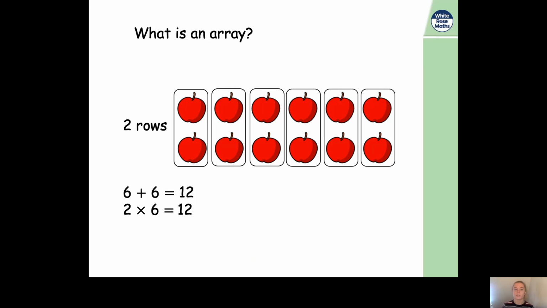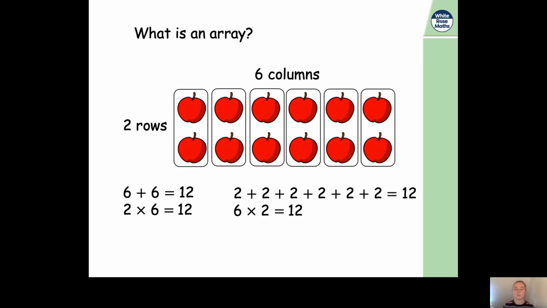So we're going to have to add 2 6 times. So it'll be 2 plus 2 plus 2 plus 2 plus 2 plus 2, which equals 12. And then our multiplication, well, there are 6 columns. There are 2 in each, so it'll be 6 multiplied by 2 equals 12.